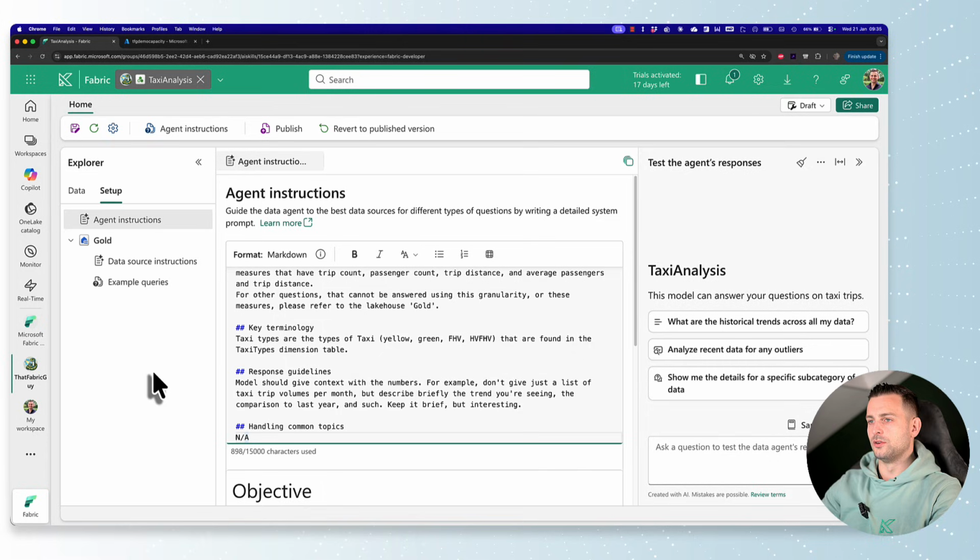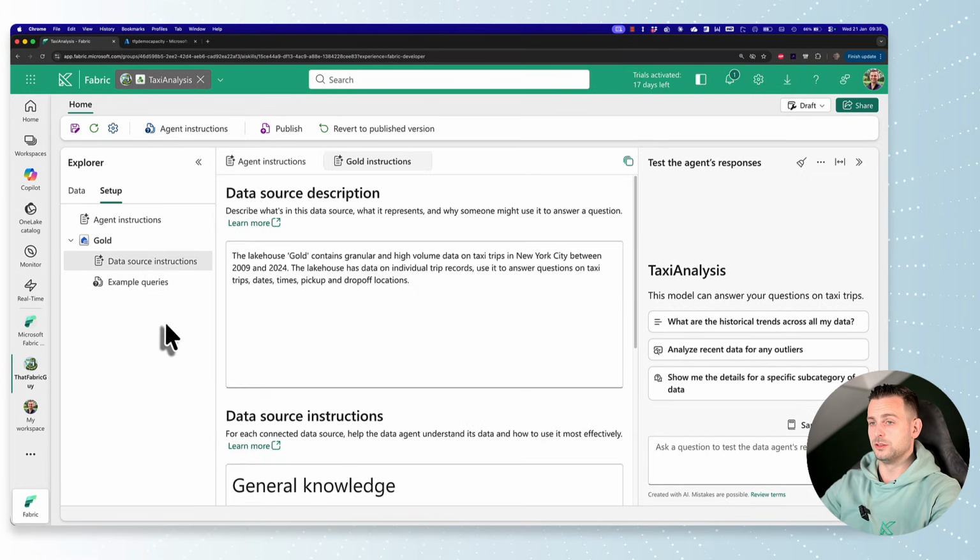Now this is the overall agent instruction. We can also put in data source instructions, and we cannot do that for the semantic model. A semantic model is just a bunch of tables with relationships and DAX measures, so that's pretty easy to do, I'd say. But for a Lakehouse, we can put in data source instructions and sample queries. So let's go over both of those as well.